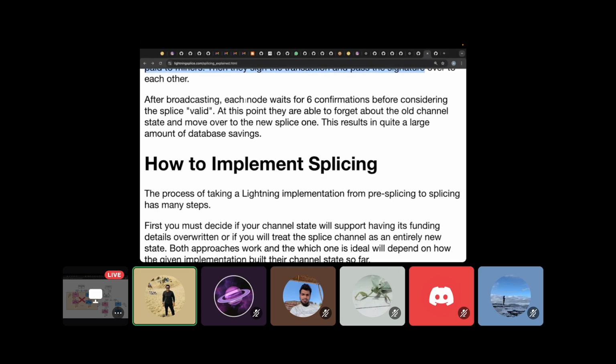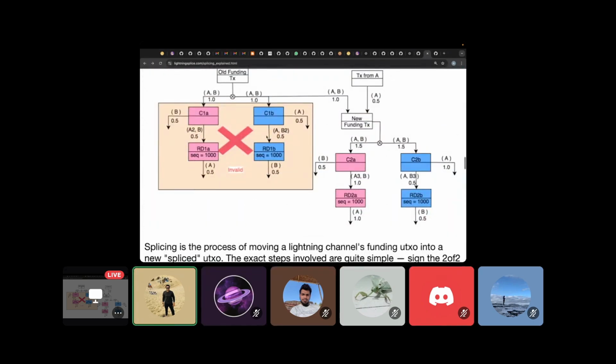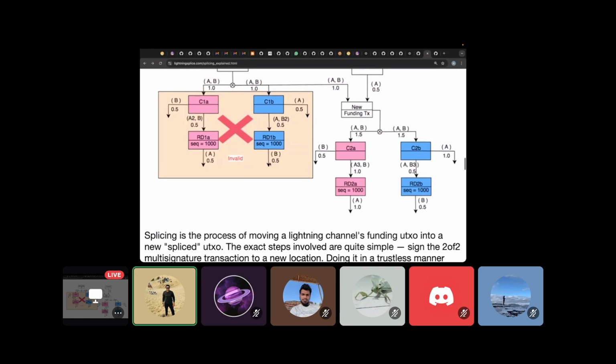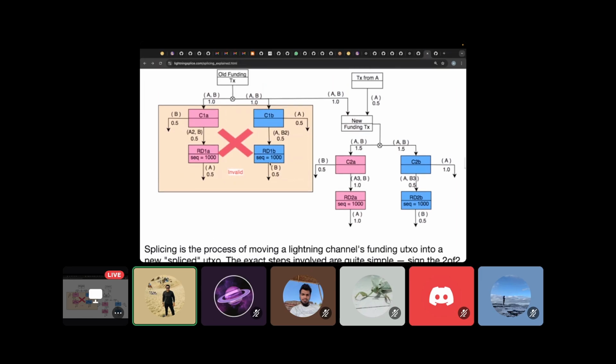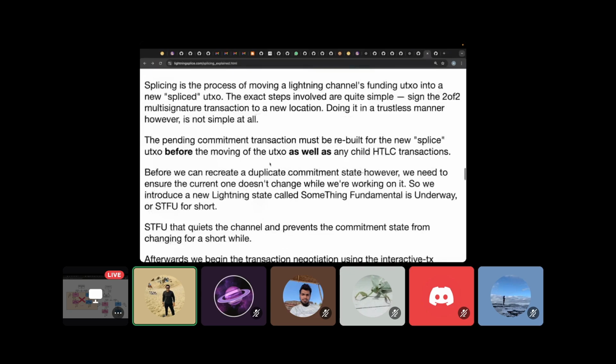After broadcasting, each node waits for six confirmations before considering the splice valid. At this point, they are able to forget about the old channel state and move over to the new splice one. This results in quite a large amount of database savings as well. So if your database has grown to a size where it is tough for you to back it up, you can just splice some of the most used channels to reduce the size of it as well.